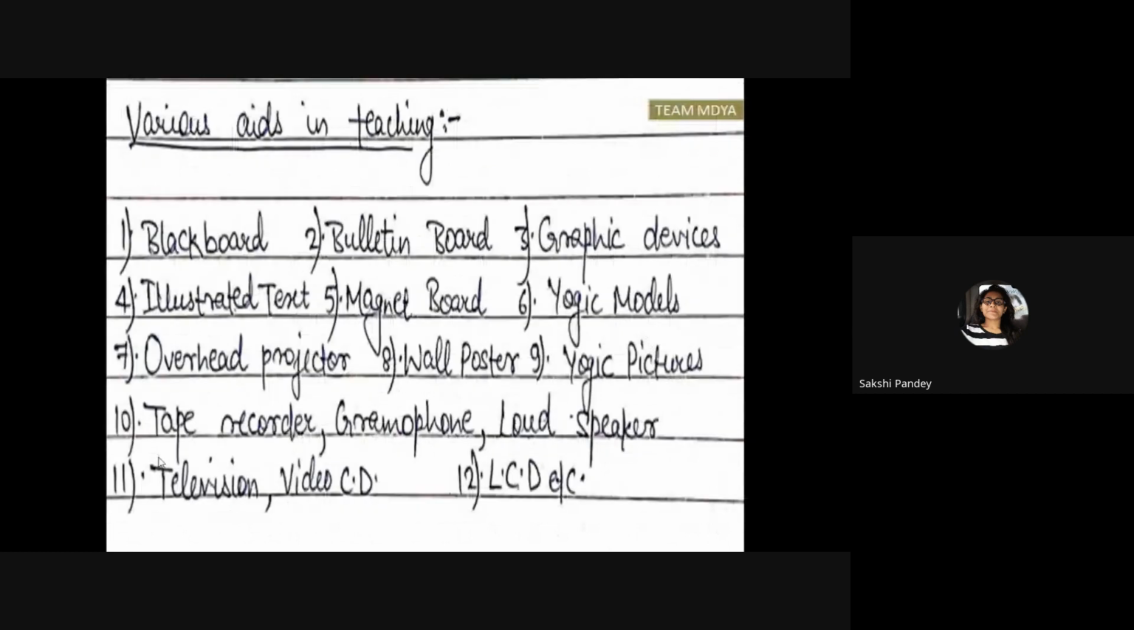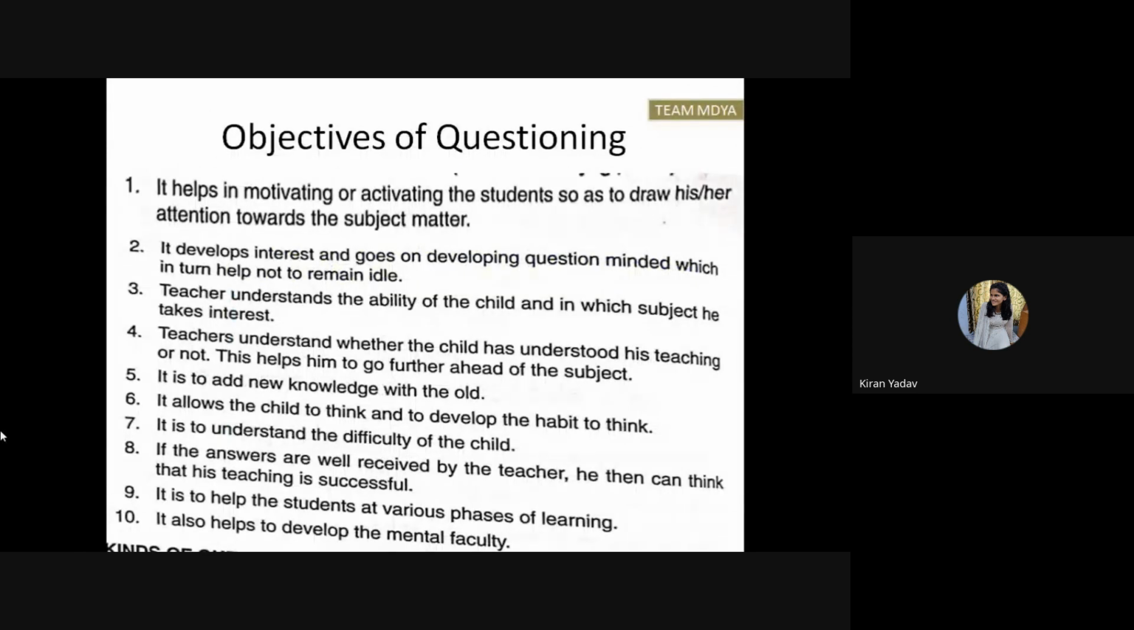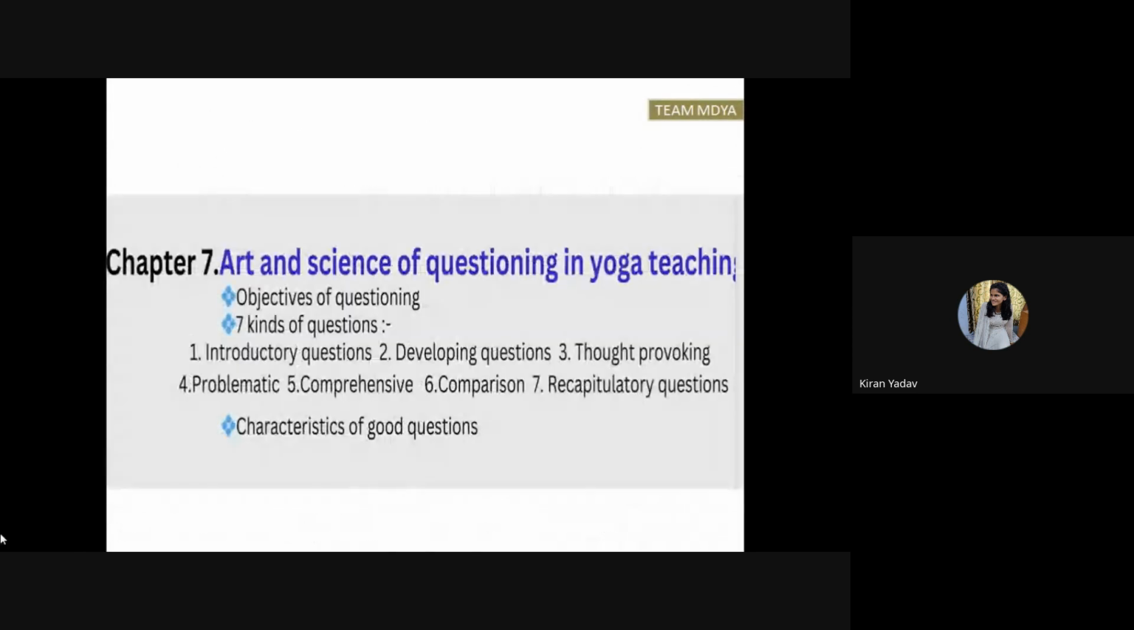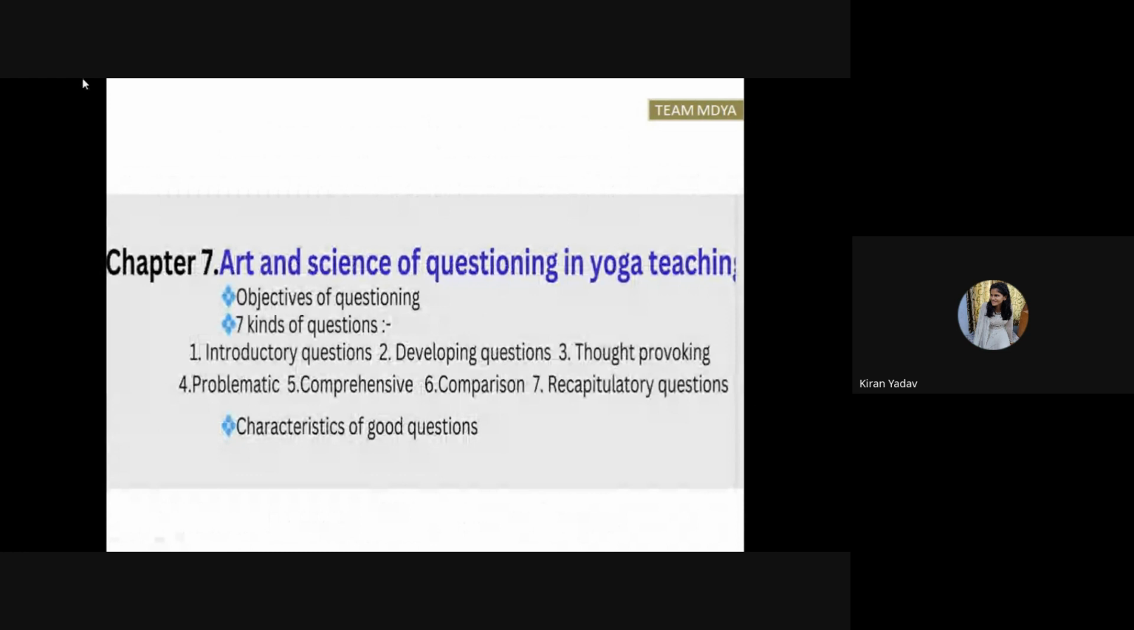Okay, so today we have to start chapter number 7. Chapter number 7 is Art and Science of Questioning in Yoga Teaching. So, in this chapter, we will study about objectives of teaching questioning and 7 kinds of questions that are given and characteristics of good questions.